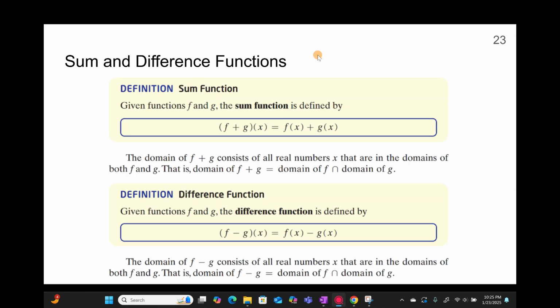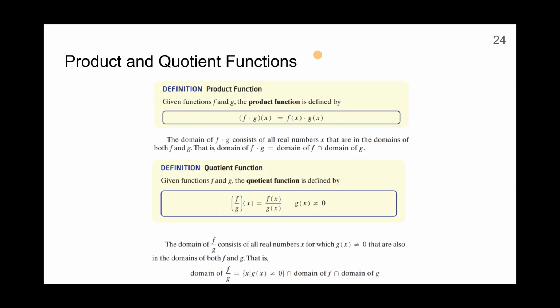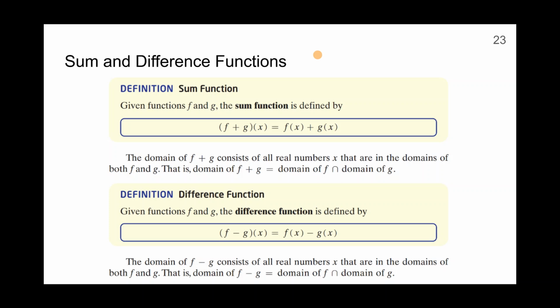All right, in this video, we are going to talk about a few different functions. If you have two functions, f and g, you can define the sum function. You can define the difference function, the product function, and the quotient function. It's pretty simple. We'll go through the definitions and then we'll do a couple examples of each, or one example of each, basically.